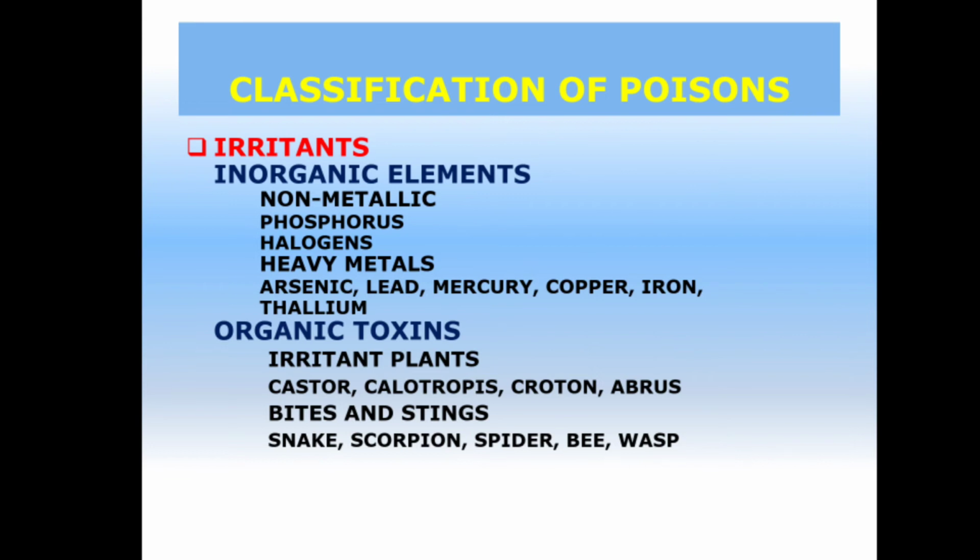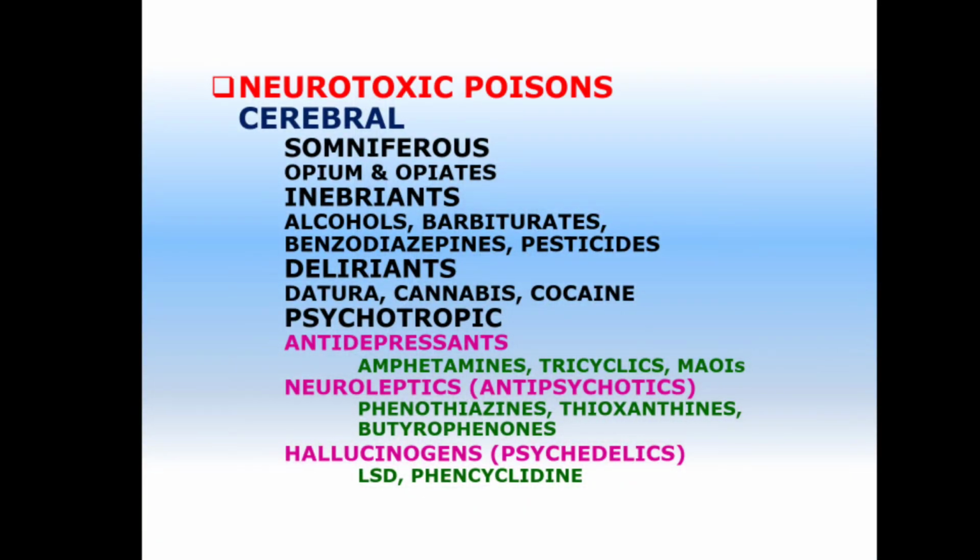Coming to the third major category, and it is really a major category because it has got a number of subcategories, and that is neurotoxic poisons, which may be those which act on the brain. We call them cerebral poisons, which may be somniferous, that is sleep inducing or dream inducing, like for instance opium and opiates. Or it can be those which intoxicate somebody, cause kind of disorienting effects, that is inebriants. Alcohols, barbiturates, benzodiazepines, etc. are important examples, and also some pesticides.